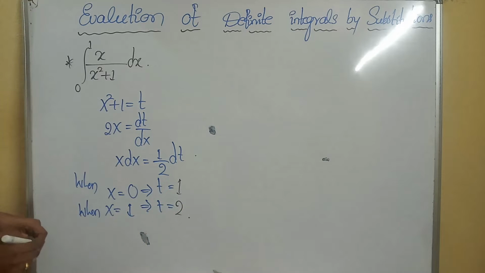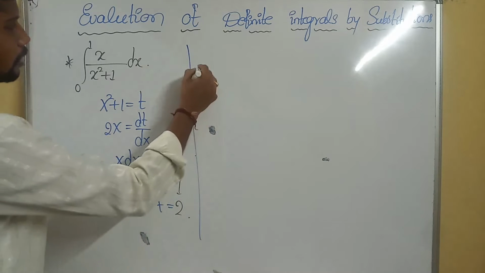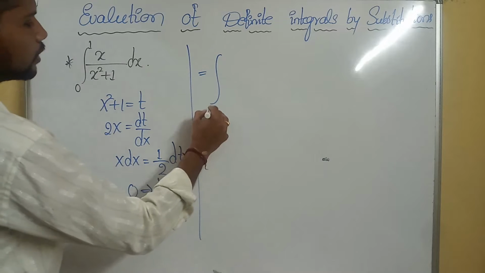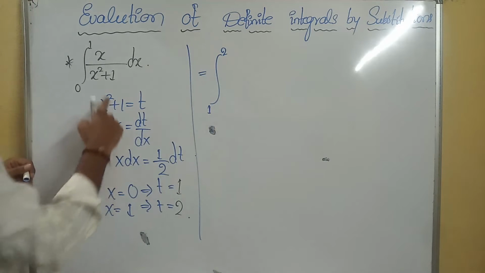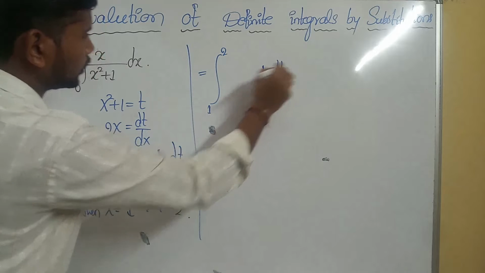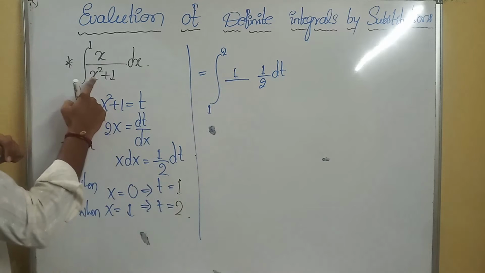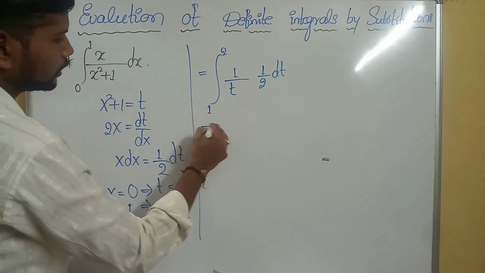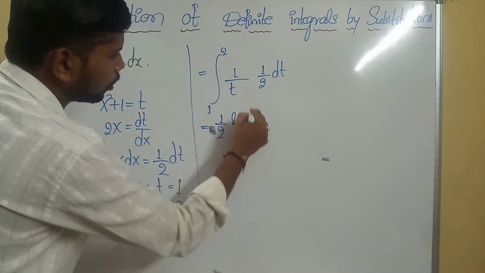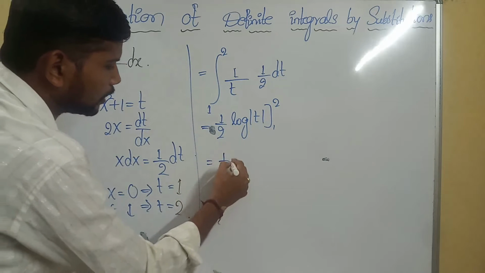Got the point clearly? After this, we substitute the changes in the example, which is very simple. The integral from 0 to 1 is changed to the integral from 1 to 2. Then x dx is 1 by 2 dt, and 1 divided by x square plus 1 becomes 1 by t. The integral of 1 by t is, as you know very clearly, log modulus of t. The limits are 1 to 2. Substitute the upper limit value first, with the 1 by 2 as it is.